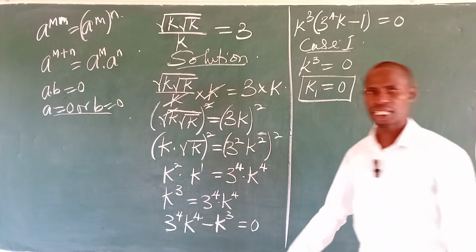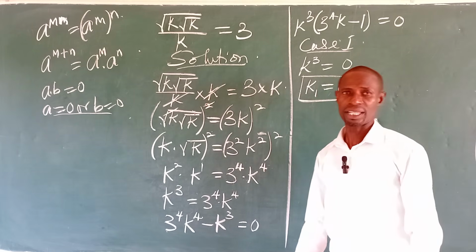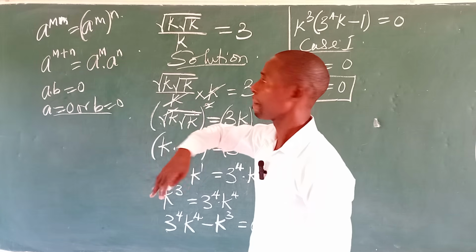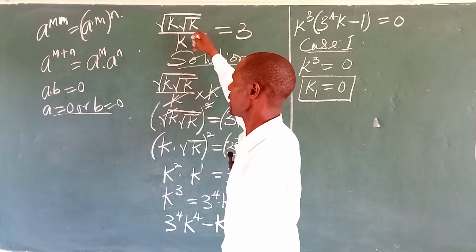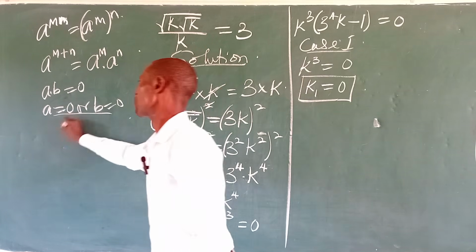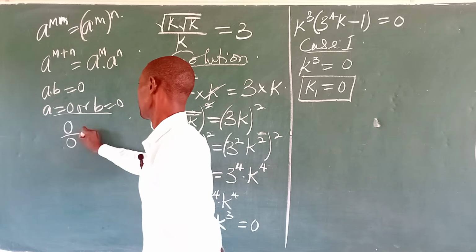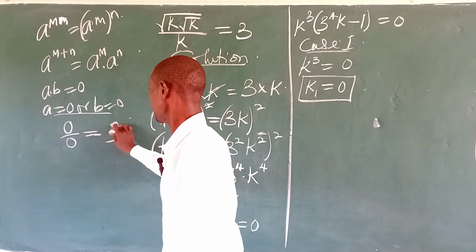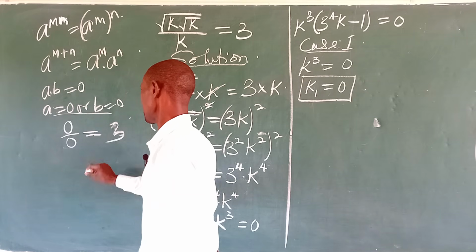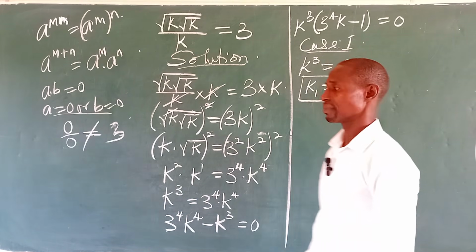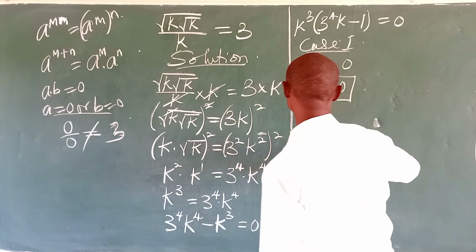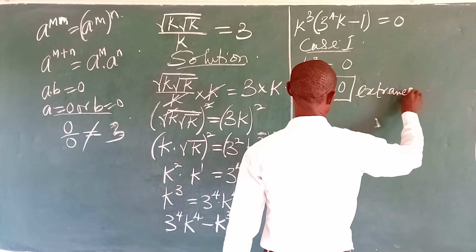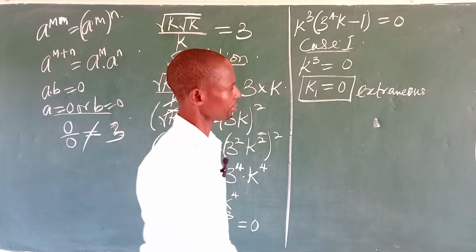But let's check if this solution actually satisfies the original equation. If we put in 0 here, the square root of 0 will give us 0, and 0 here. So we're going to end up having 0 all over 0 is equal to 3. But this is not true, right? 0 all over 0 is undefined. So this solution is extraneous, or we can say it's rejected. This is an extraneous solution.